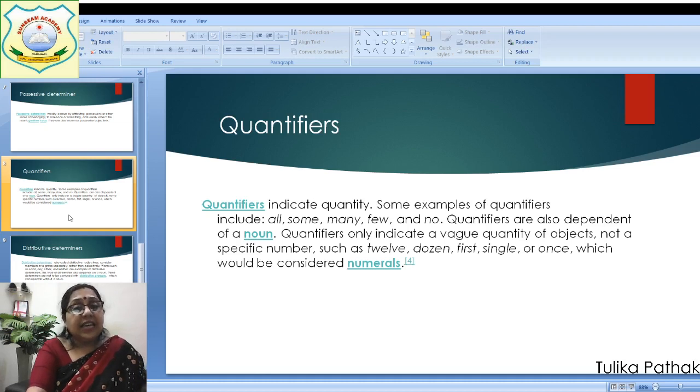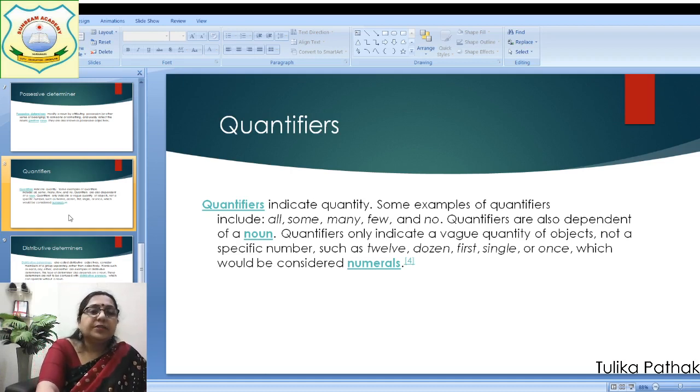Quantifiers only indicate a vague quantity of objects, not a specific number, such as 12 dozen. These are not quantifiers, children. These are all numerals. 12 dozen. First is again ordinals. Remember? Single or ones, which would be considered as numerals.